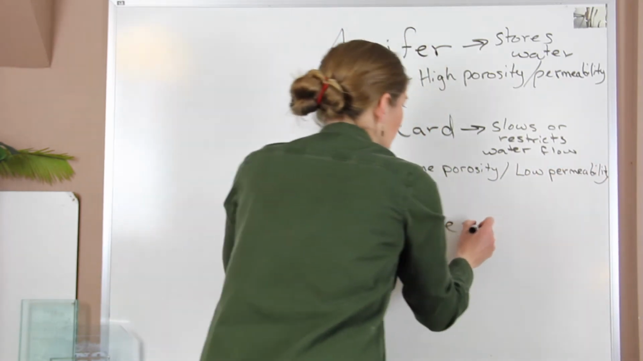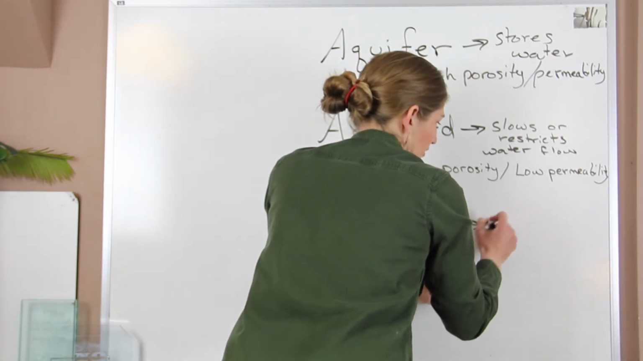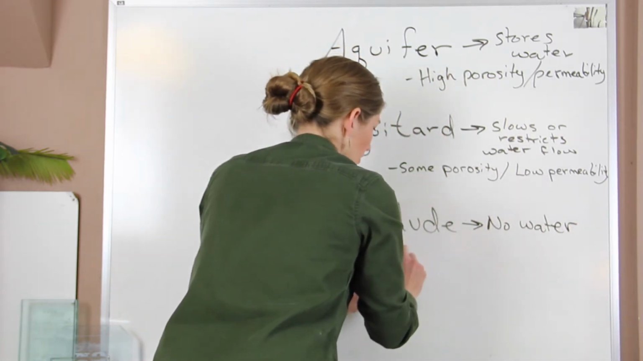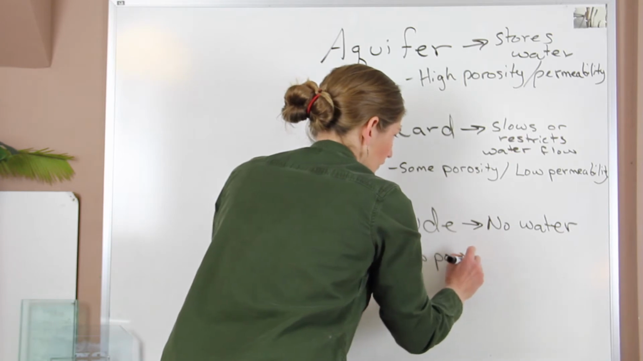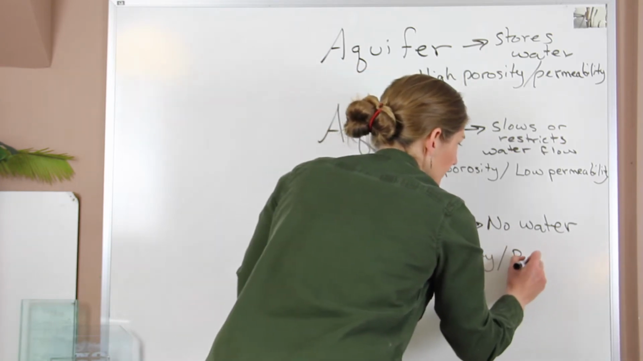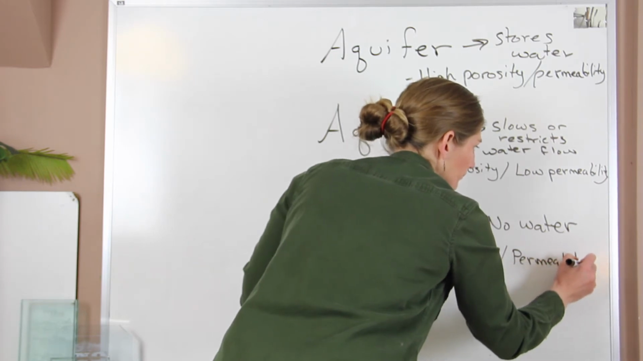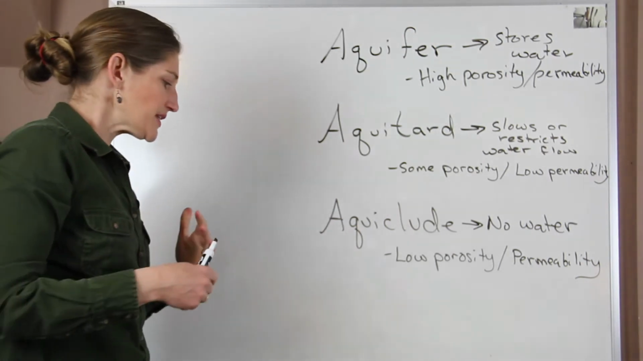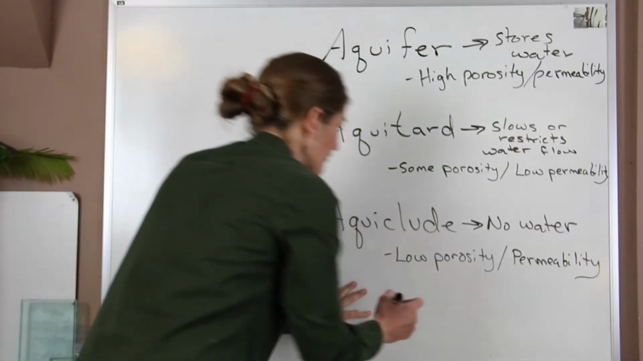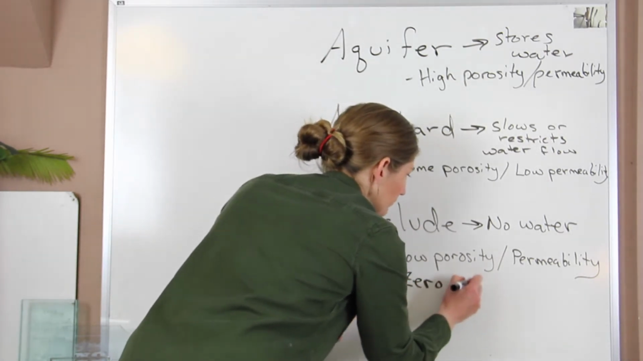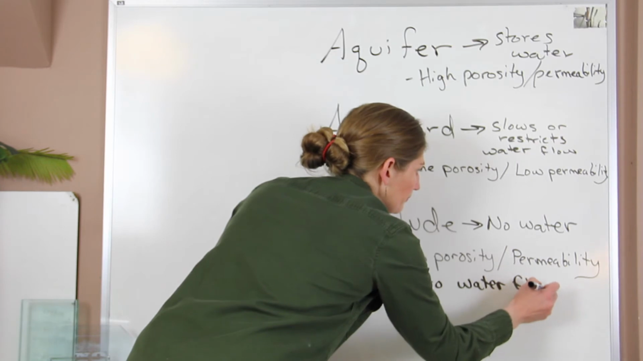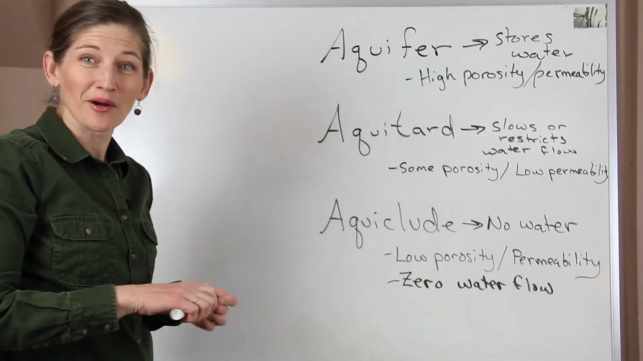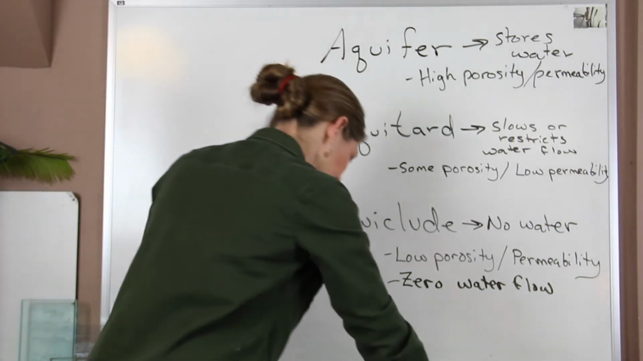And an aquiclude, this one, there's no flow. So this has a very low porosity and low permeability. Okay, so 3 terms to know about. So for this, with the aquiclude, we'll have 0 flow of water. Some people do use these 2 terms interchangeably, so don't be surprised if you come across that in a book. Anyway, those are the definitions we'll use for today.